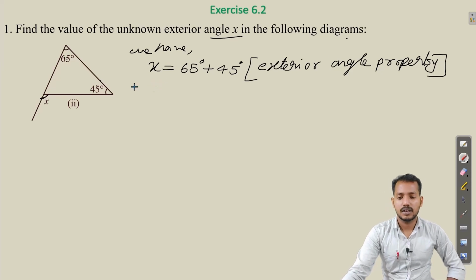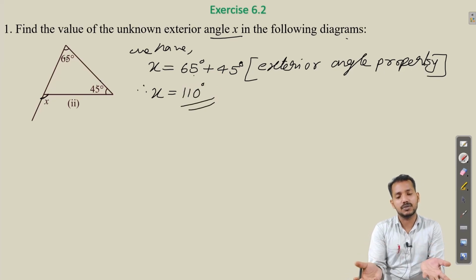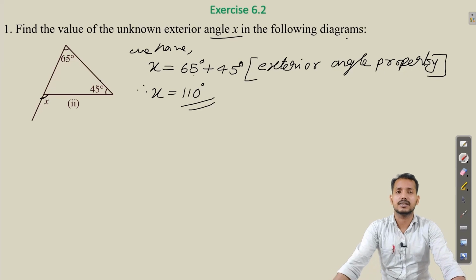Now x equals 65 plus 45, which is equal to 110 degrees. Very simple. If you know this property, then you can find this angle. One more question we are taking.